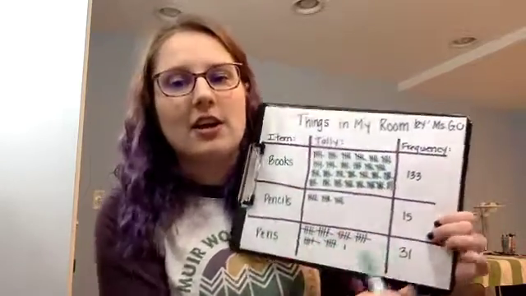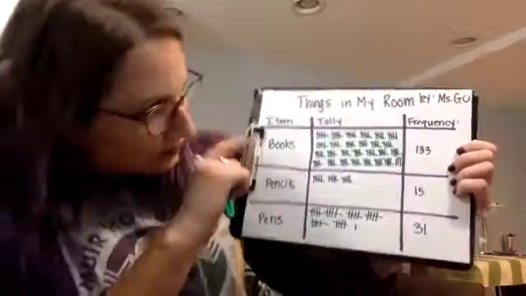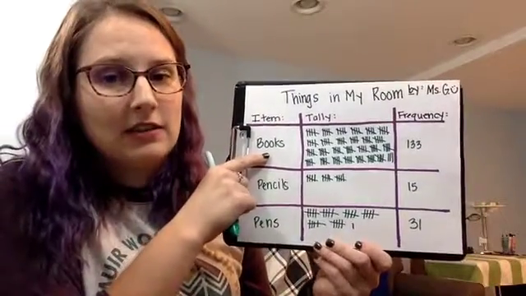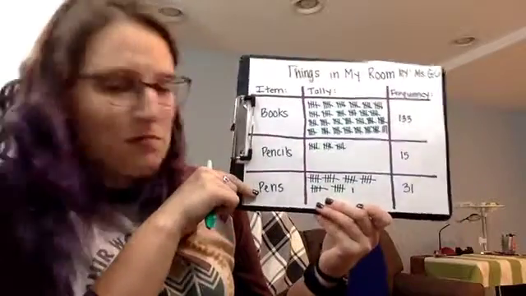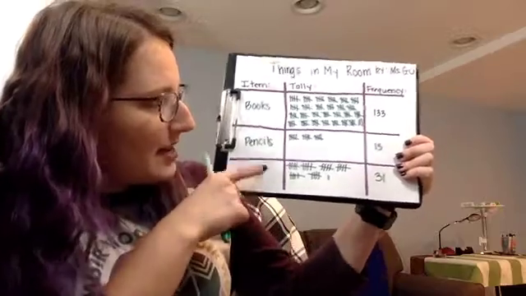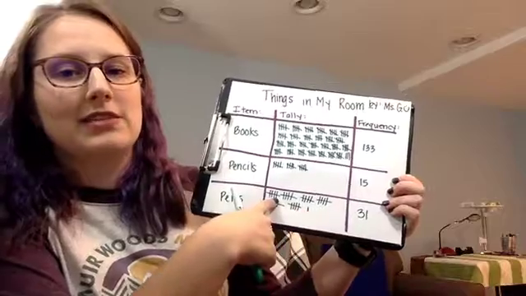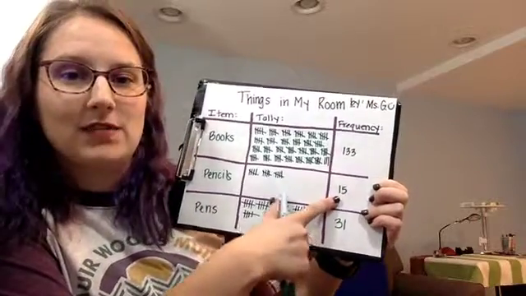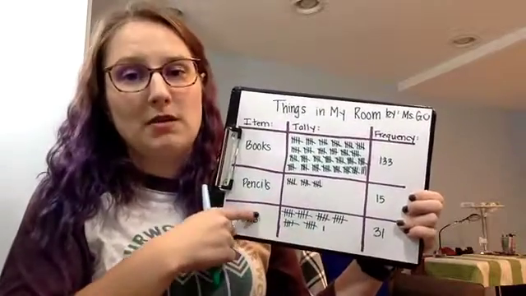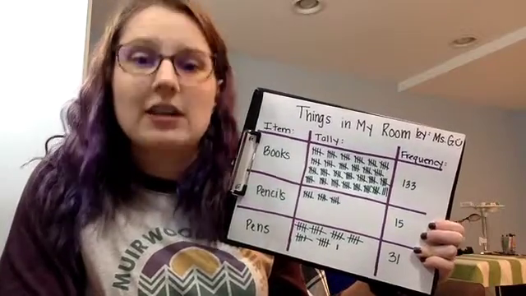This right here is my frequency chart. So you can see by looking at this table that I have a lot of books in my room, and that I have more pens than I have pencils. In fact, you could even say that I have not 15 but 16 more pens than pencils, because 31 minus 15 is 16. This is how you are going to be making your frequency table or frequency chart for things in your room.